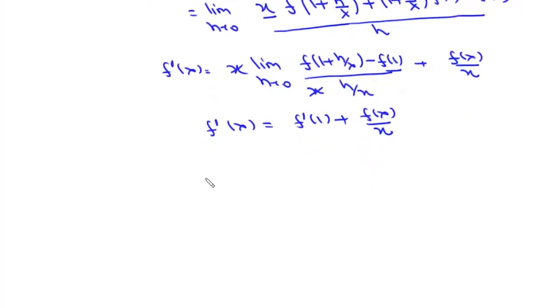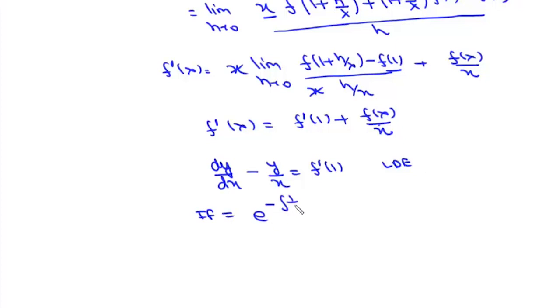Now we can write this as dy by dx, and we'll take it on the left hand side. So this is minus y by x, and this is f dash 1, which is a linear differential equation in y. Now first we'll calculate its integrating factor. Its integrating factor will be e to the power minus integral of 1 by x dx, which is e to the power minus log x, which is simply 1 by x.